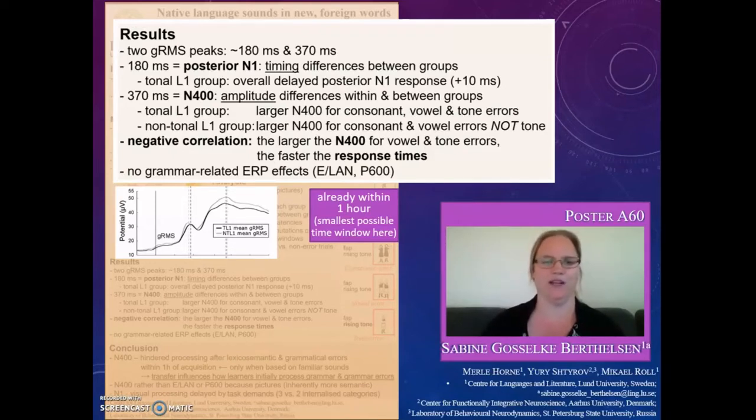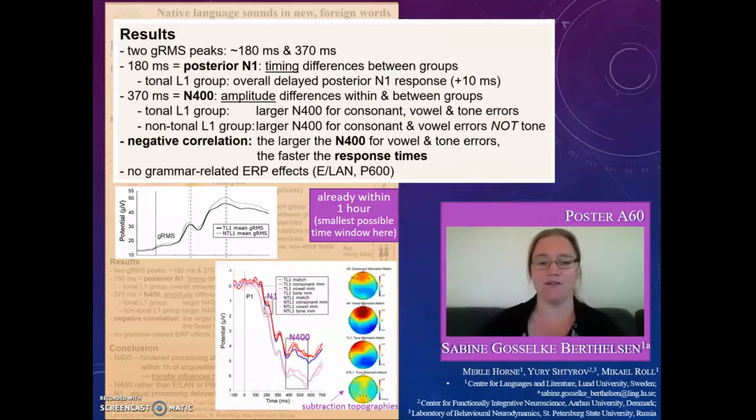We also found a significant correlation with behavioural results. The larger the N400, the faster the response times, and this was the case in vowel and tone errors, but not in consonant errors. We did not find any grammar-related ERP effects, so no ELAN, LAN, or P600. This was slightly surprising because we saw when we analyzed the words that the pictures had installed grammatical processing in the words. So the participants were well aware of the grammatical properties and content of the words. However, they still processed them lexicosemantically, of course.